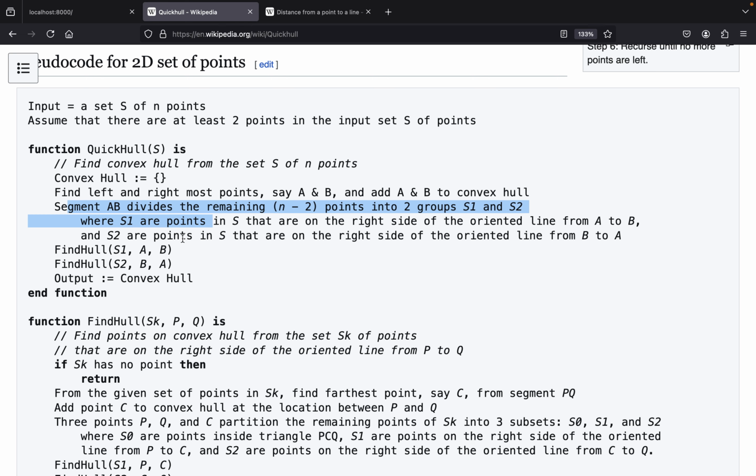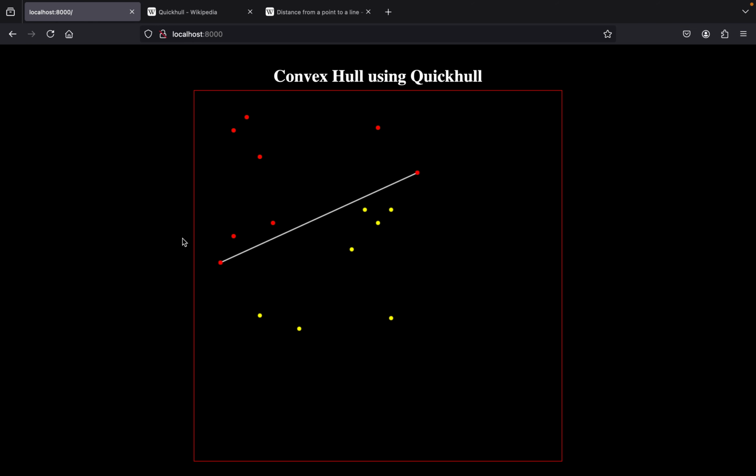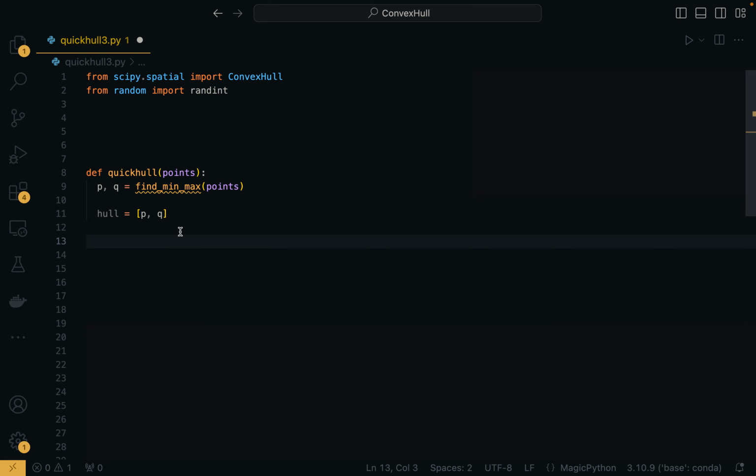Okay, so let's do that. So remember that was where we divided them into these red and green points here. So there's red and green. So that's what we're going to do. So we'll just call this function partition points, and we'll pass in the points and P and Q. These are the minimum and maximum points that will create the segment that will be the determiner of how to divide the points. And we'll call this above and below.